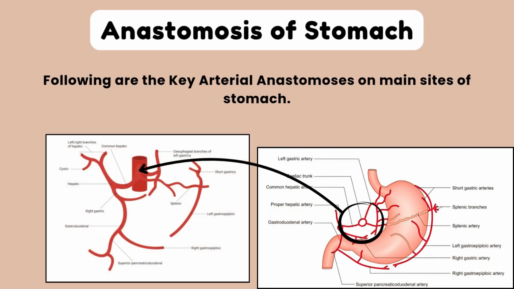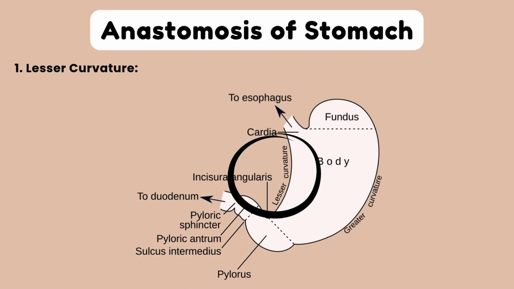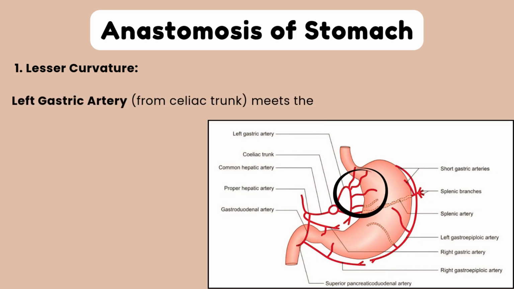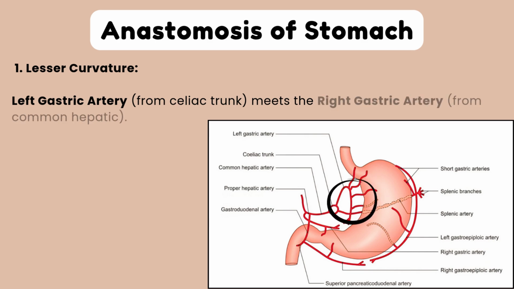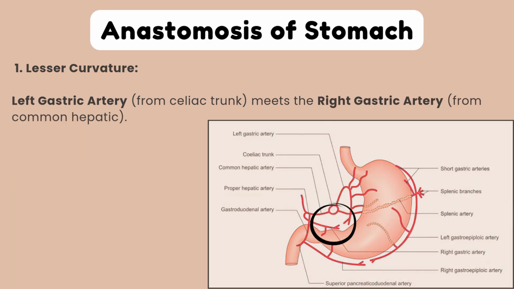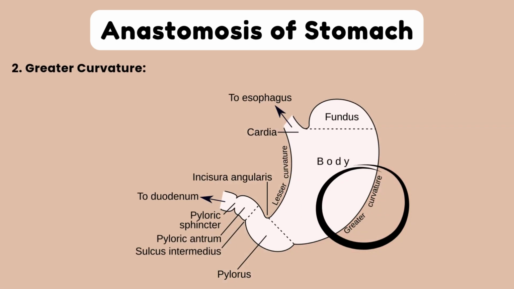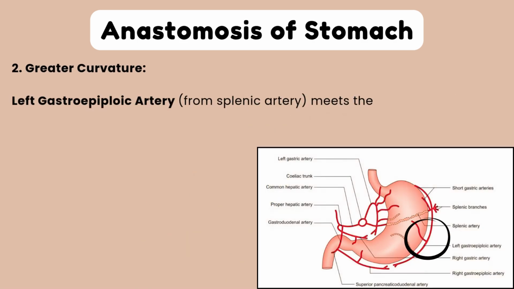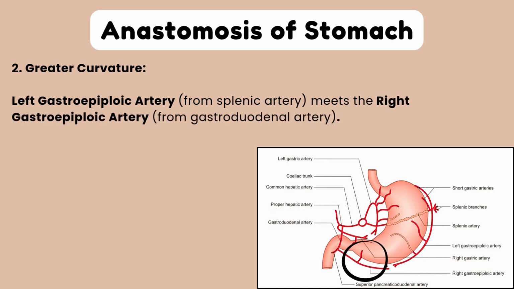Following are the key arterial anastomoses on main sites of stomach. In the lesser curvature of stomach, the anastomosis consists of left gastric artery from the celiac trunk meets the right gastric artery from common hepatic artery. In the greater curvature of stomach, the anastomosis is made of left gastroepiploic artery from splenic artery meets the right gastroepiploic artery from gastroduodenal artery.